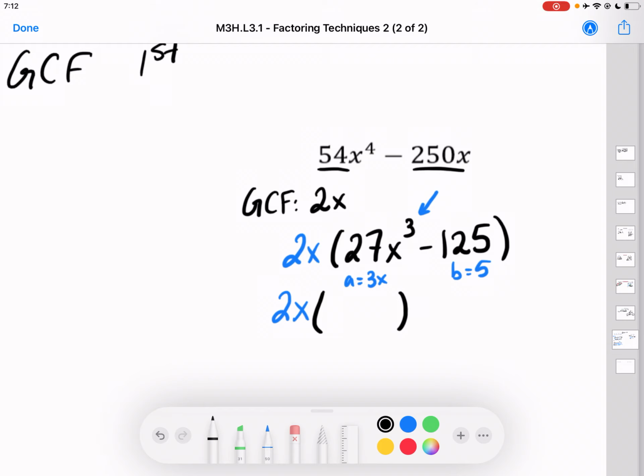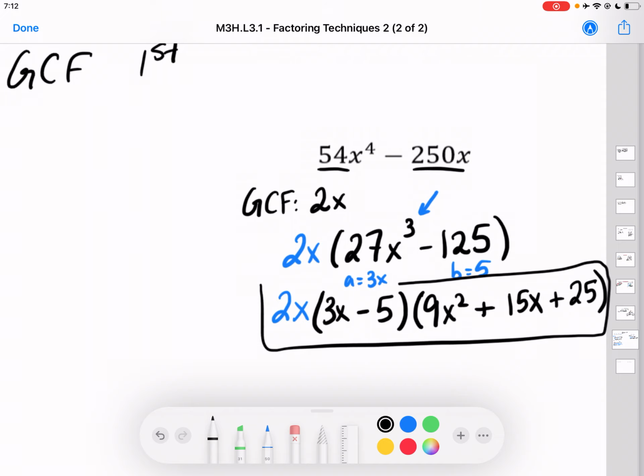And we just put things in. So we've got 3x minus 5, because you keep the same sign as the original. Then you do the a squared. So 9x squared in this case. Then you switch the sign. So I'm switching from what I just did. So I'm going to change this to a plus now. Multiply those 2 together. So 3 times 5 is 15x. And then you remember the last sign's always positive, and you square the 5, which is 25. And you're done. Because remember, once you use the perfect cubes formula, you can't do anything more.